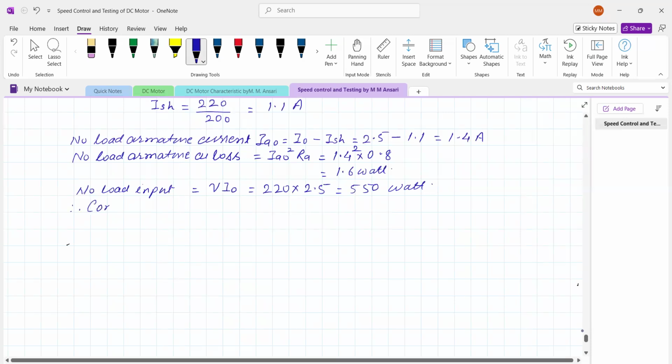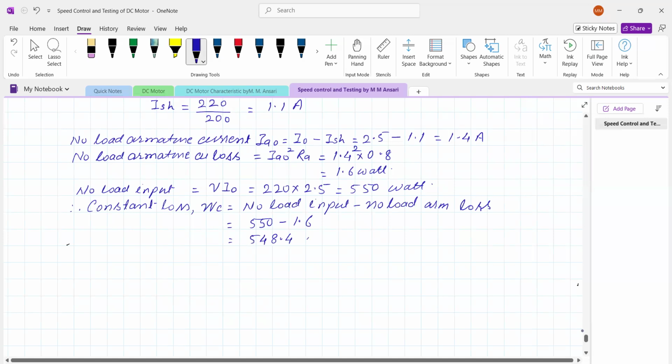Therefore, the constant loss WC is equal to the no load input minus the no load armature loss. So it is equal to 550 minus 1.6, which is 548.4 watt. So this is the constant loss WC.